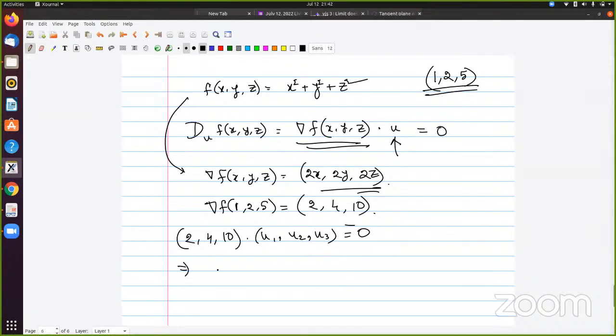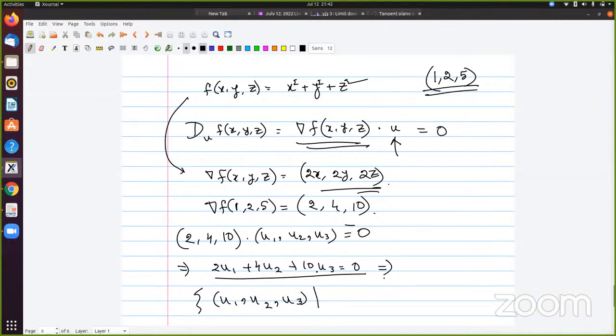Sir, it could be (1, 2, 0). Is it? Why? 2u1 plus 4u2 plus 10u3 should be equal to 0. It's not 0, sir. So basically, all such vectors could be such that this condition is satisfied.